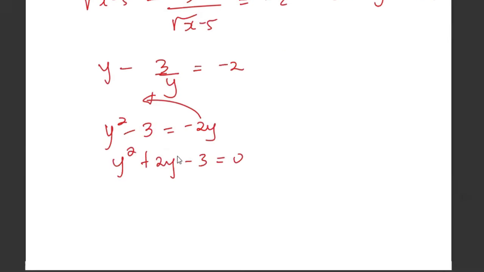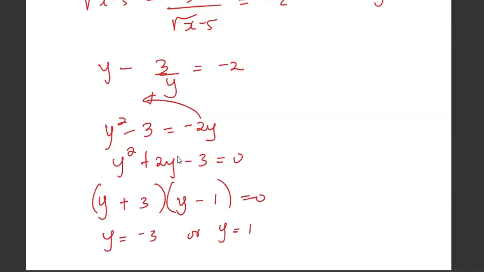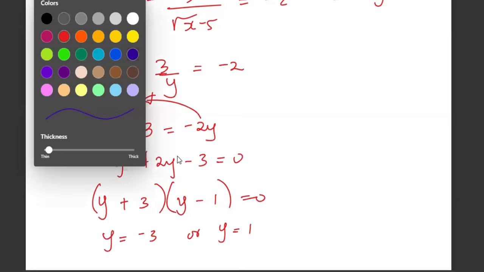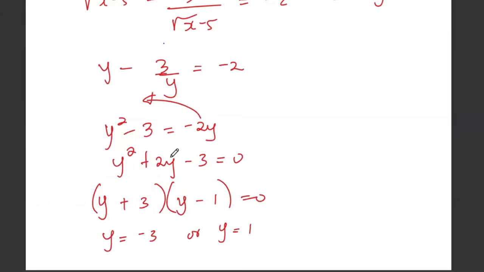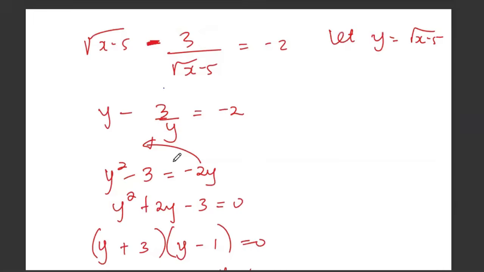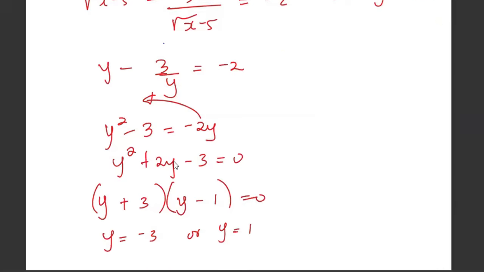And then we factor this out. So it's y plus 3, y minus 1. So either y is negative 3 or y is 1. But the question never talked about y. Their focus is on x. Then let's replace y with the square root. So we have root x minus 3 is equal to negative 3.